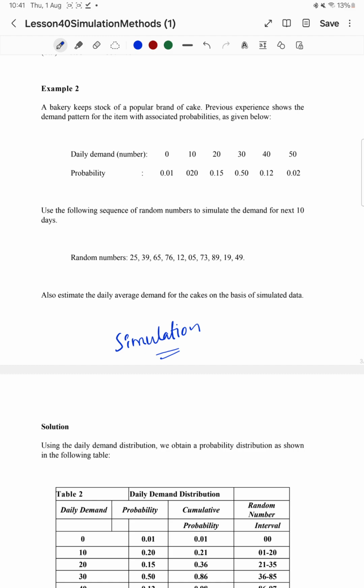So the advantage with simulation is we do experiments on dummy models, but at the end of the experiment we are able to understand the original behavior of the system. In the field of inventory management, we use simulation to find out an optimized value. So with this, let's move to an example on simulation.